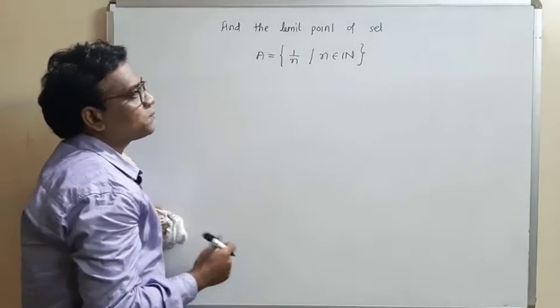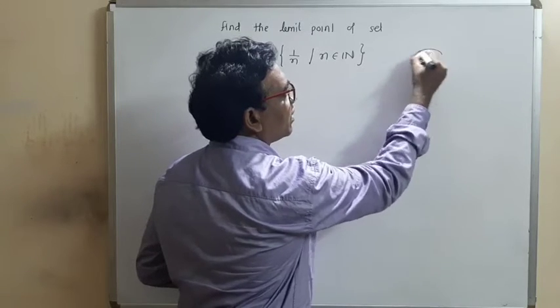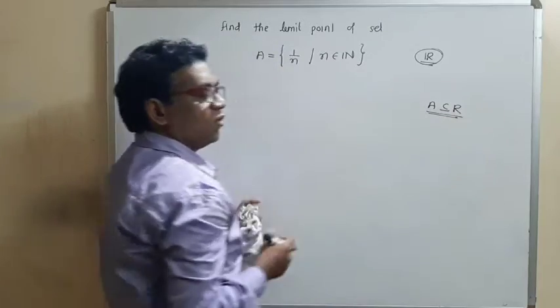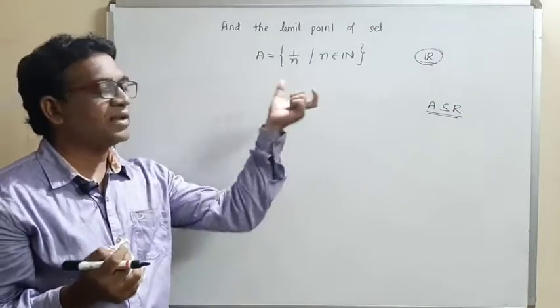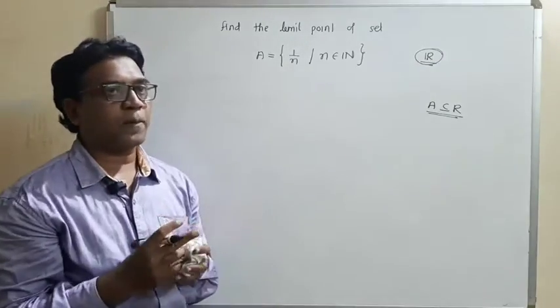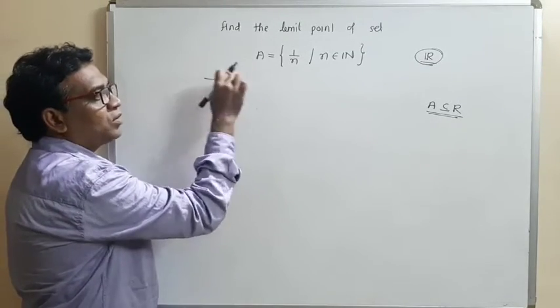And what is our space? Here we take R, the set of real numbers, as our space, and obviously this A is a subset of R. Now we want to find the limit point of this set.